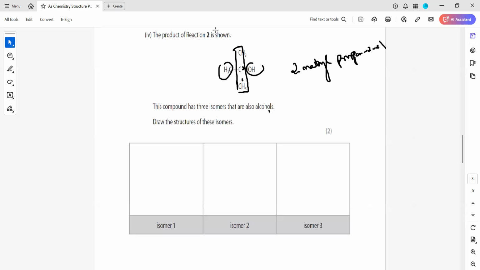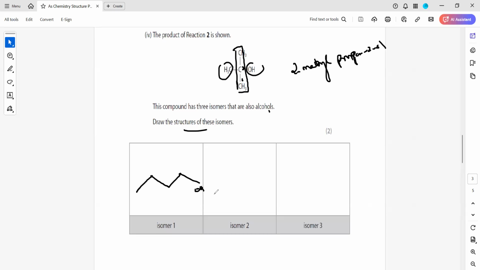As they ask us to draw, we can draw a straight chain. As it's not mentioned what structure, sometimes in a question they ask specifically to draw the displayed formula, the skeletal formula, or the structural formula. But in this case, it's not mentioned. They just ask to draw the structure, so we can use any of them. So let's say I took 4 carbons, 1, 2, 3, 4, and then I attach OH here.